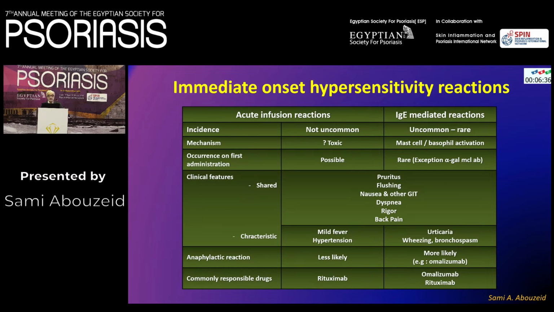But characteristic reactions in the acute infusion reactions are hypertension, and characteristic reactions in the IgE-mediated reactions are urticaria, wheezing, and bronchospasm. Anaphylactic reactions are less likely to occur with acute infusion reactions, but are more likely to occur in IgE-mediated reactions, especially, for example, with omalizumab. The commonly responsible drugs are written in front of you: rituximab in acute infusion reactions, omalizumab and rituximab in IgE-mediated reactions.